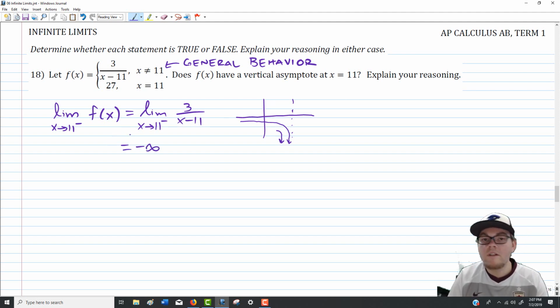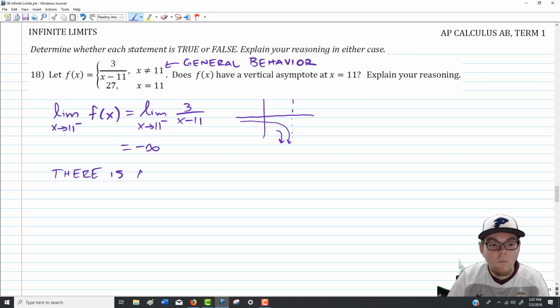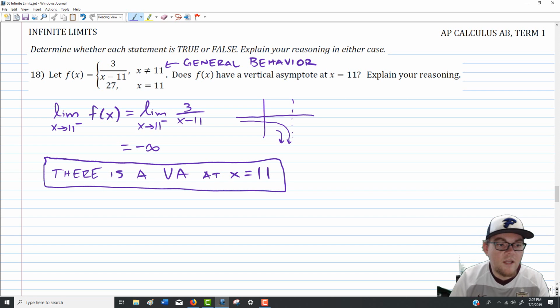So with that in mind, we've already satisfied the definition of vertical asymptote. We need the limit from one or both sides to go to infinity or negative infinity. We just did. That tells me that's enough for us to say that there is a vertical asymptote at x equals 11. So for our purposes, that's the answer we're looking for. Might change it so that the answer is true or false. We'll see when this finishes.